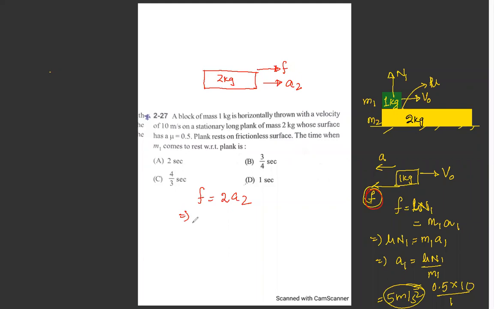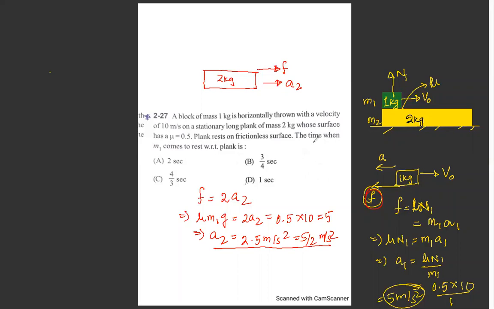Friction we have already calculated. So friction is going to be mu M1 g equal to 2A2, and mu is coming out to be 0.5 into 10. So this is 5. So we got the acceleration of the below one coming out to be 2.5 meter per second square, or 5 by 2 meter per second square, right? So this is our A2.